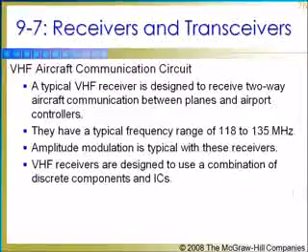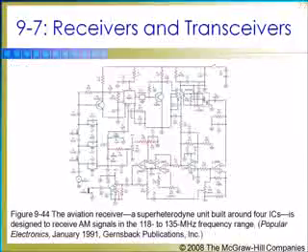We will now proceed to the last, the receivers and transceivers. A typical VHF receiver is designed to receive two-way aircraft communication between planes and airport controllers, which takes place in the VHF range of about 118 to 135 MHz. Amplitude modulation is used in these receivers. These VHF receivers are designed to use a combination of discrete components and ICs. So in the next slide, this figure shows the typical VHF receiver.